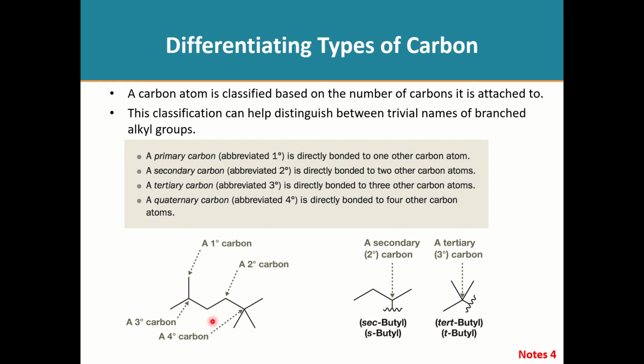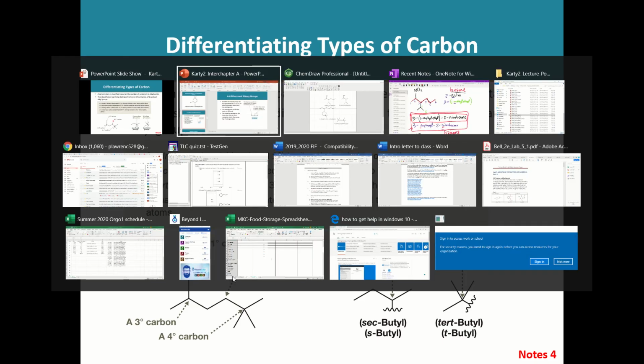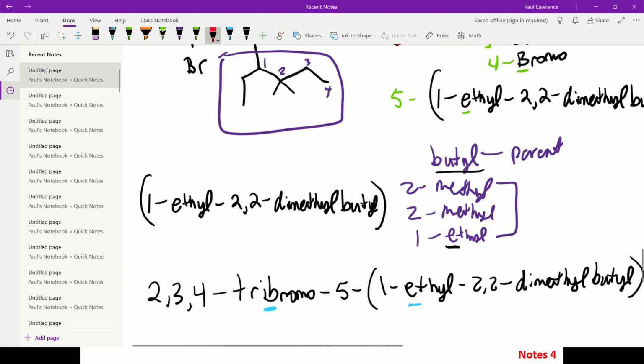So you have to be able to see this, that you see how this arrow is pointing to this carbon right here? It's a secondary carbon, and you need to know that it is a secondary carbon. So how do you do it? So let's go and write it out.